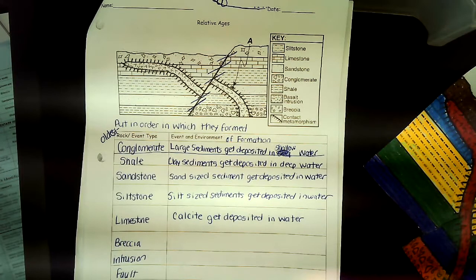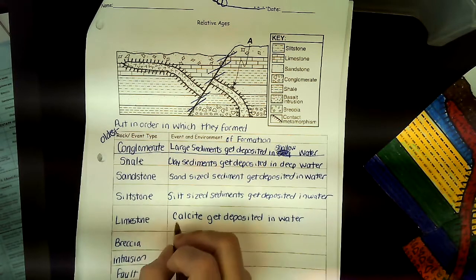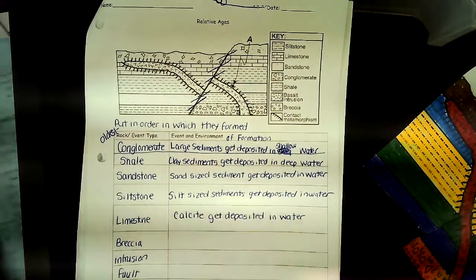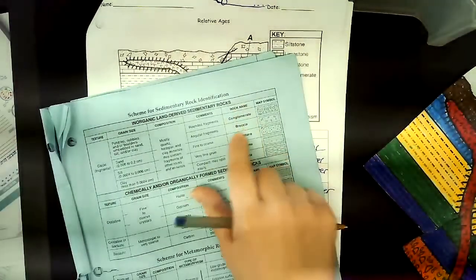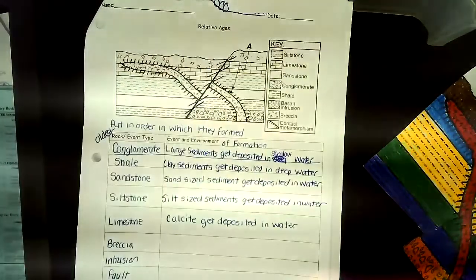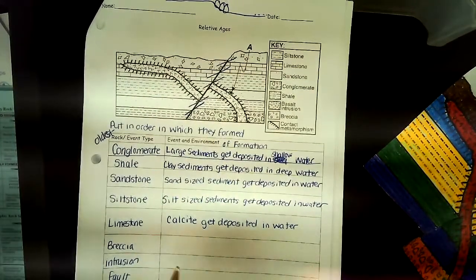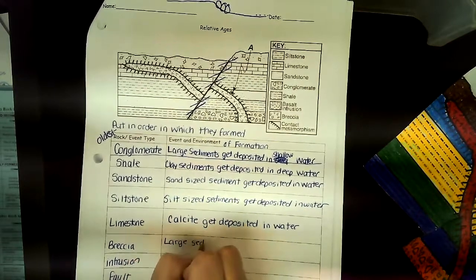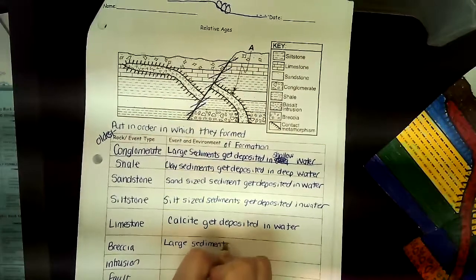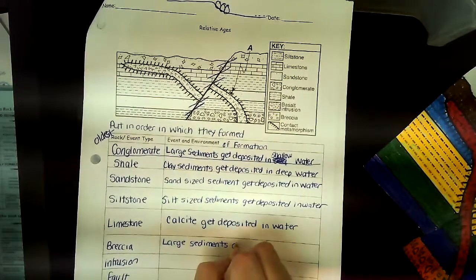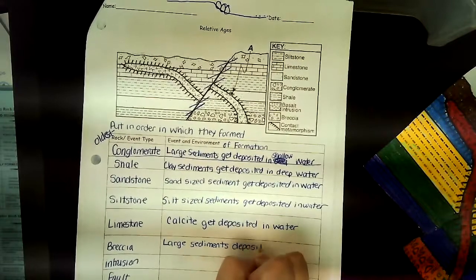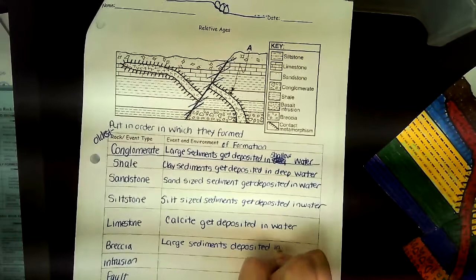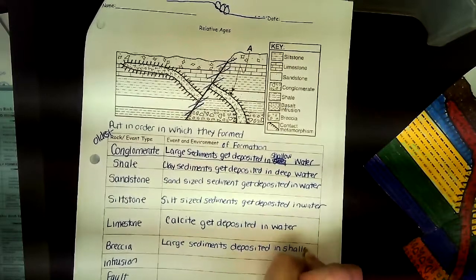How about breccia? Sedimentary. How big? So find breccia. Pebbles, cobbles, and boulders. What did we call those before? Just large sediments. Large sediments deposited. And where do large sediments get deposited? First, which is shallow water.